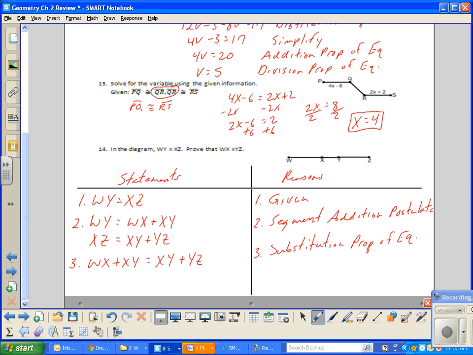And now we can substitute those, because WY is the same as WX plus XY, and XZ is the same thing as XY plus YZ. Now if we look there, on both sides of the equal sign we have XY, and so if we remove XY from both sides, because we can remove the same thing from both sides, and removing it is called subtraction, right? So subtraction property of equality.